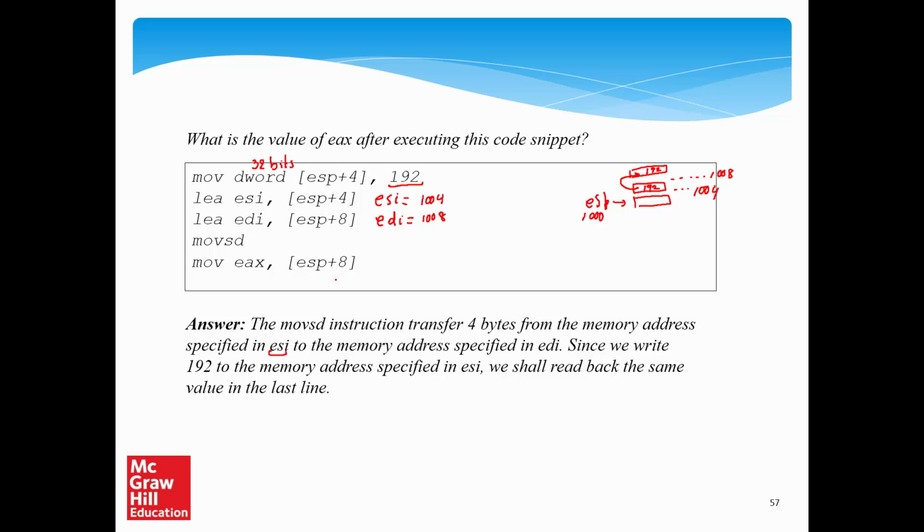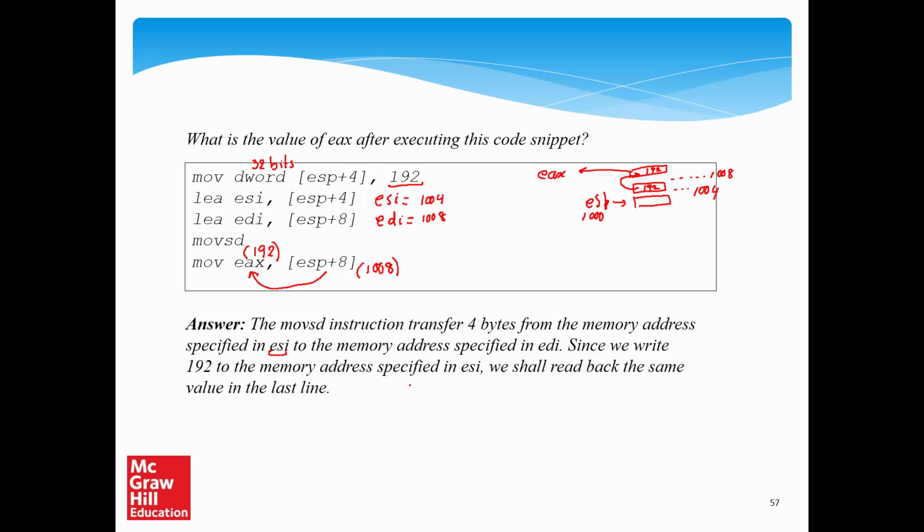Subsequently, if we access ESP plus 8, which is location 1008, which is there in EDI, and we transfer the contents to EAX, what do we get? We get 192, right? Since we wrote 192 in the memory address specified in EDI, we shall read back the same value in the last line. So this is a small and simple example.